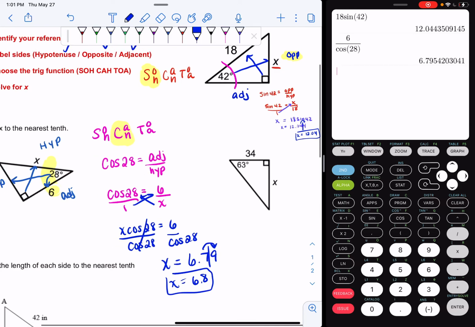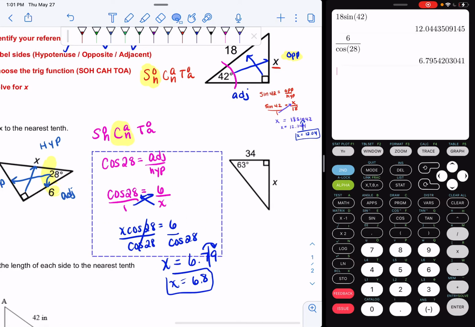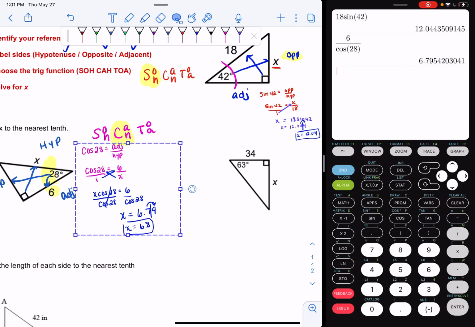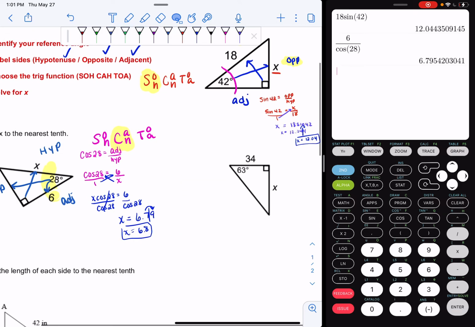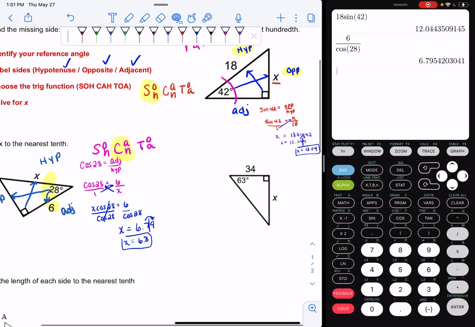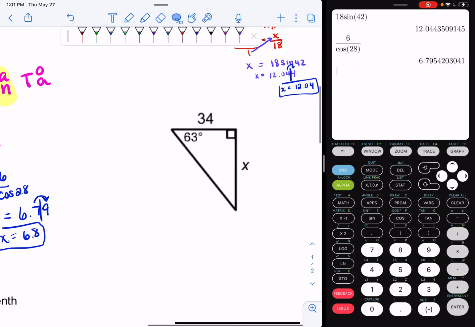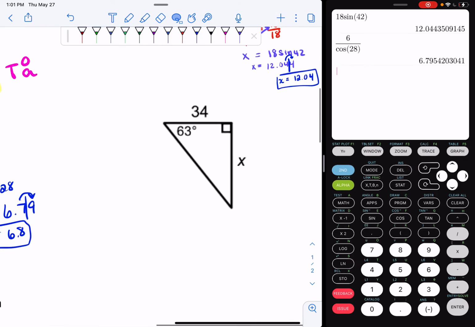So I'm going to make this a little tinier. That way there's more room, because I've never done it on this app before. So question number 2, we want to solve for x. We know what our reference angle is. Our reference angle is 63 degrees.